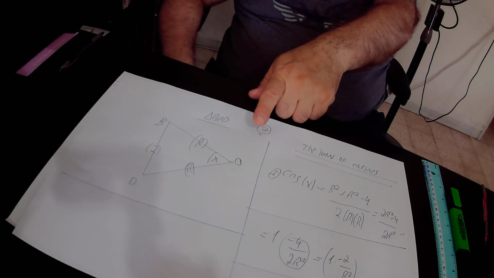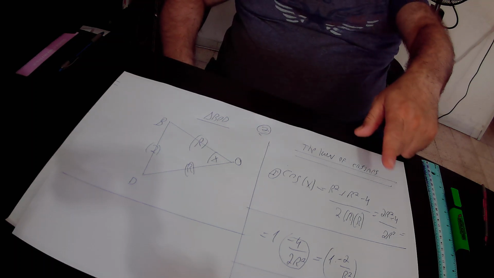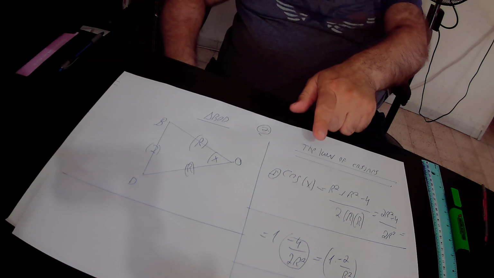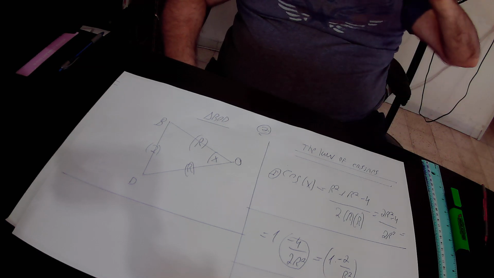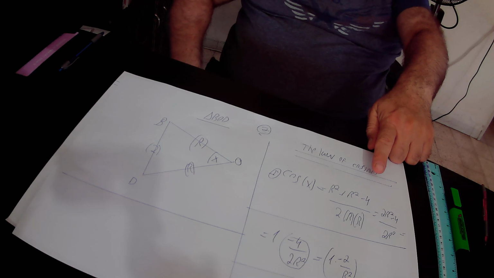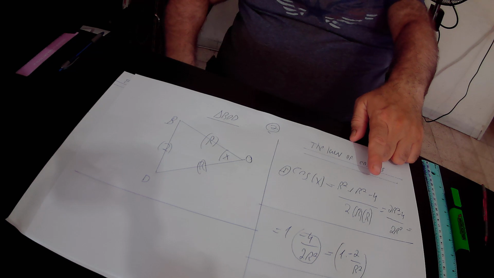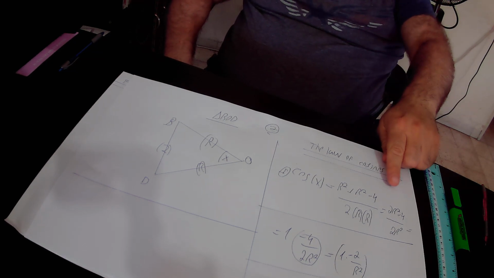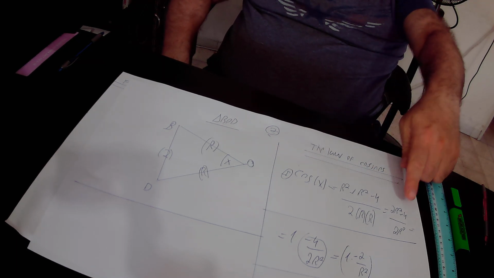So it is 2 times OB is R, and OD is R. So it is 2 times R times R. So in conclusion, according to the law of cosines, in this triangle BOD, cosine x equals R squared plus R squared minus 4 over 2 times R times R. R squared plus R squared is 2R squared, so in total in the numerator of this expression we have 2R squared minus 4 divided by 2 times R times R. 2 times R times R is 2R squared. So here we have 2R squared over 2R squared is 1, and we have also minus 4 over 2R squared.